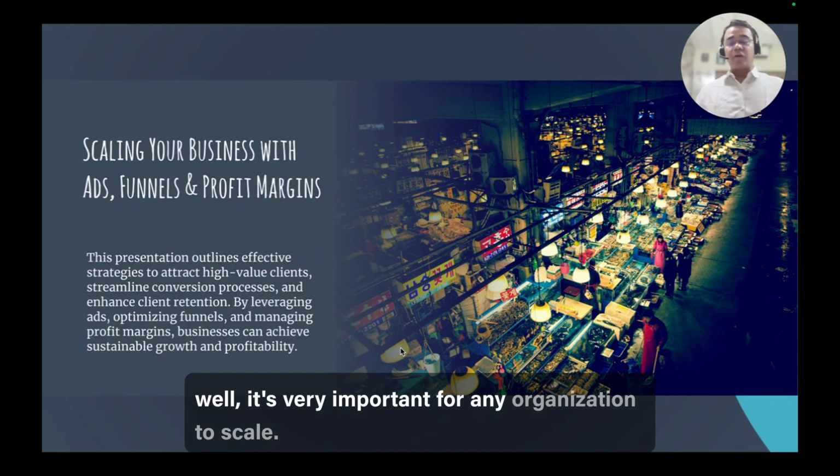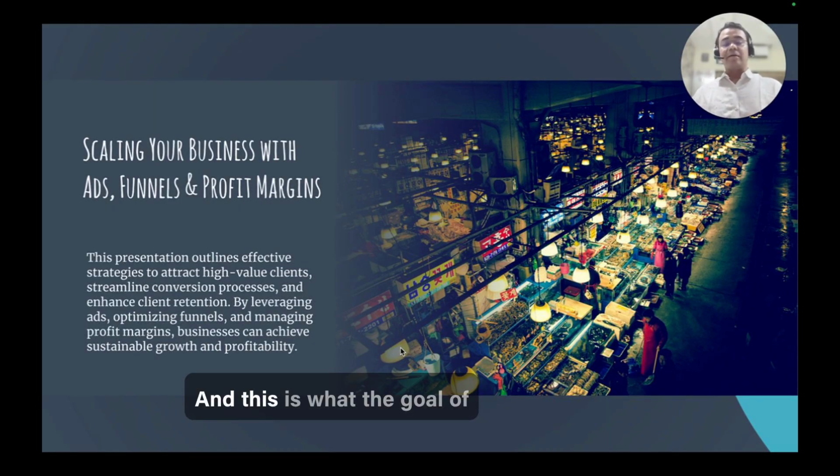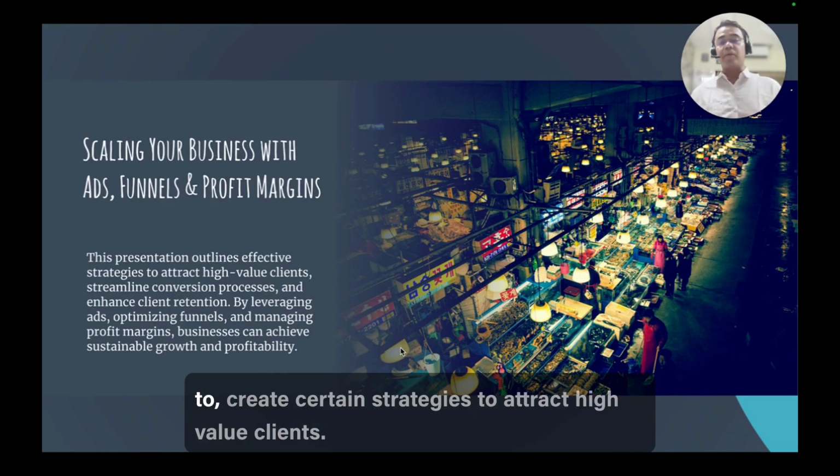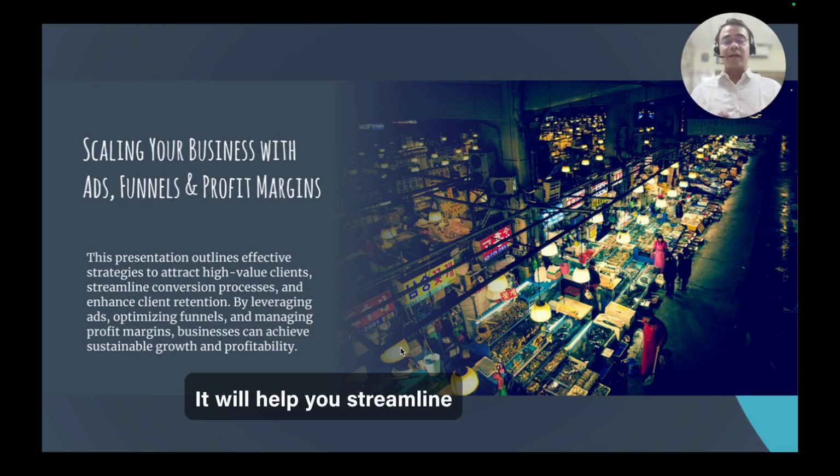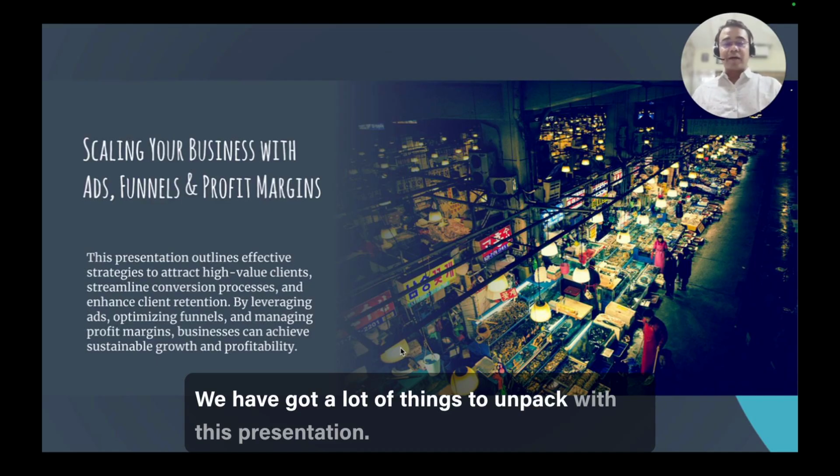It's very important for any organization to scale, and this is what the goal of this presentation is all about. At the end of this presentation, we'll be able to create certain strategies to attract high value clients. It will help you streamline some of these conversation processes with your customers. It will help you enhance client retention. And while you do all of these things, you'll be able to optimize the funnels and leverage the ad investments that you make in order to generate more revenue and increase the overall profit margins. So stay tuned. We have got a lot of things to unpack with this presentation.